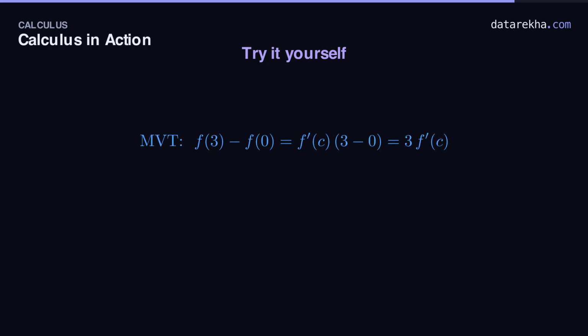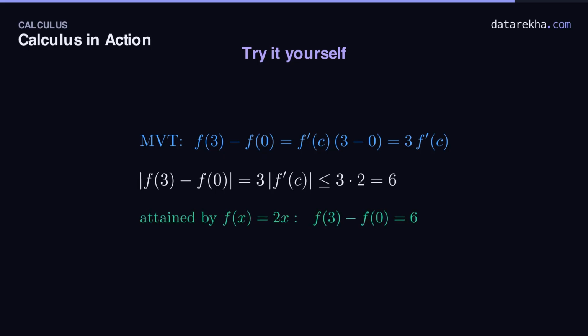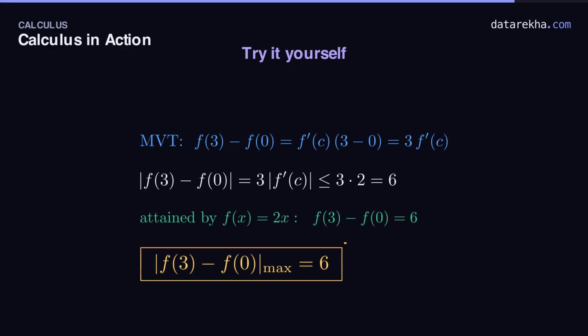The insight is the mean value theorem. Somewhere in the interval, f of 3 minus f of 0 equals the slope at some point c times the width 3. So the gap is 3 times that slope. Take absolute values. Since every slope is at most 2, the gap is at most 3 times 2, 6. And it's genuinely reachable. The straight line f of x equals 2x has slope exactly 2 and gives f of 3 minus f of 0 equal to 6 on the nose. So the largest possible gap is 6.